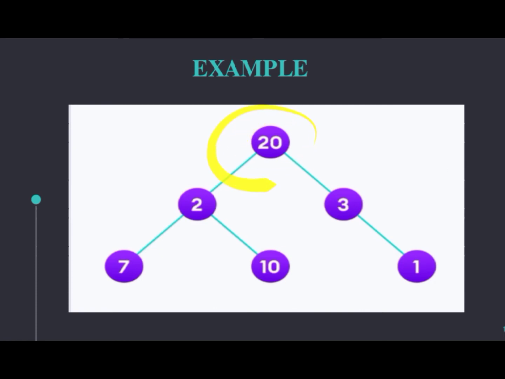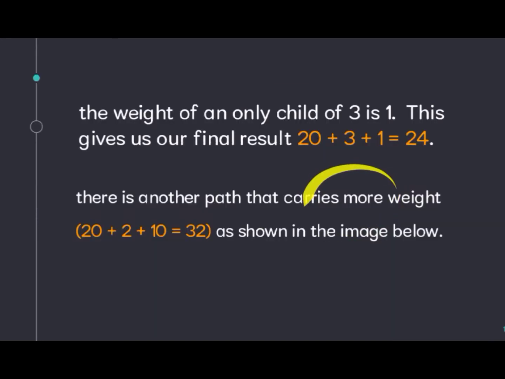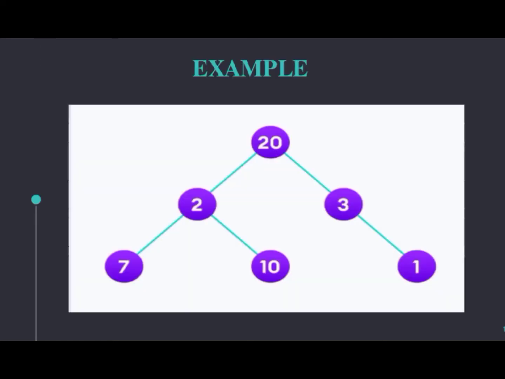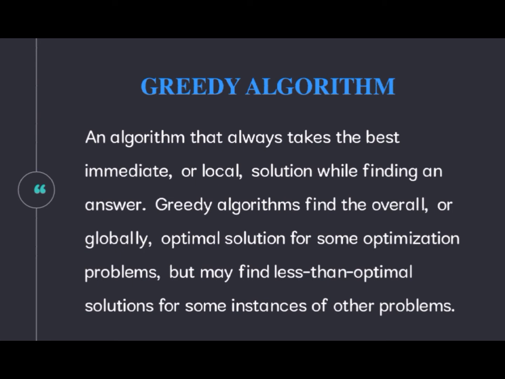20 is the root, which is considered as the mother, and 2 and 3 will be its children. So 3 is the only child with a weighted value of 1. Then it gives us the final result, which is 24. 20 plus 3 plus 1 is 24. But there is another path that carries more weight, which is on the right side. It is 20 plus 2 plus 10 equals 32. As mentioned earlier, a greedy algorithm always takes the best immediate or local solution in finding the answer.